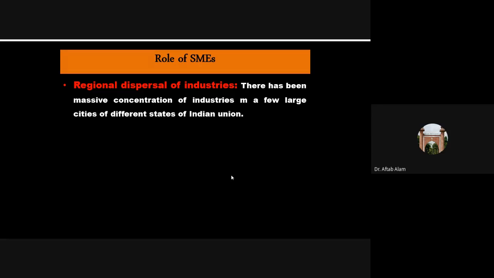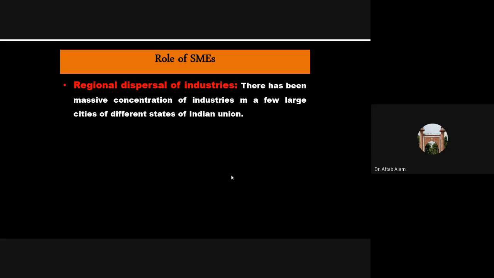Whereas if you see large scale enterprises, they are located in some of the urban centers, in some of the states, some of the pockets, whereas SMEs are available everywhere. So it is having a balancing effect in the economy, right? It helps the economy to grow in a balanced way because the industries are regionally spread all across the country. It is not concentrated in one place, but in all the areas, right?